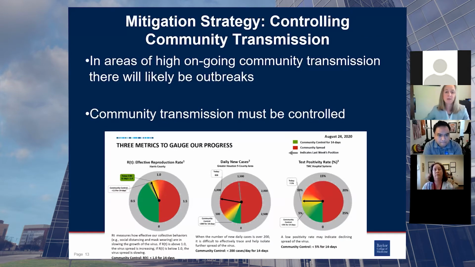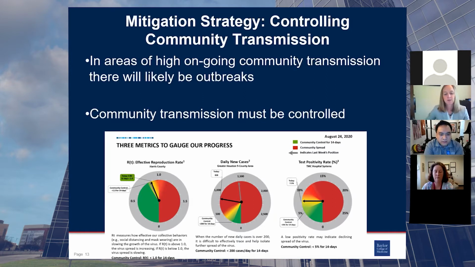The biggest thing at this point, and particularly where we are in Houston, is controlling community transmission. Whenever there is high ongoing uncontrolled community transmission, schools are going to reflect what's happening in the community. So there will certainly be outbreaks. So community transmission must be controlled. And we are really fortunate to have leadership in the Texas Medical Center that have given us metrics to meet to understand what community transmission really is.